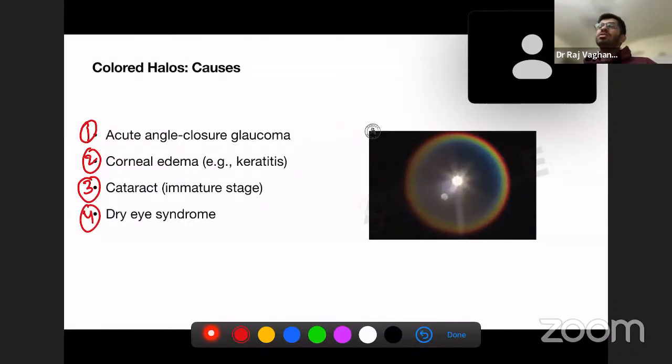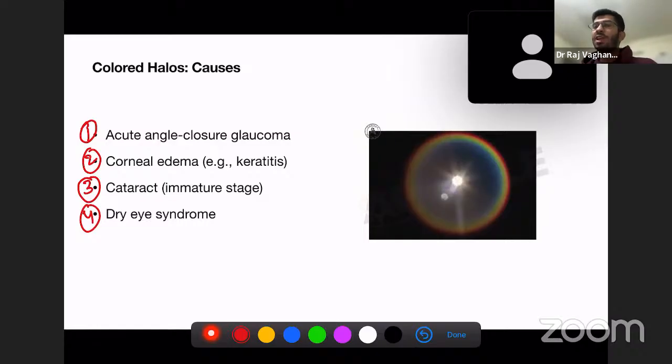It is not a very separate question. It will come as enumerate the causes for colored halos, or what are colored halos. So you can write the causes of the colored halos. Just remember these four causes because these are the most important causes for the colored halos.